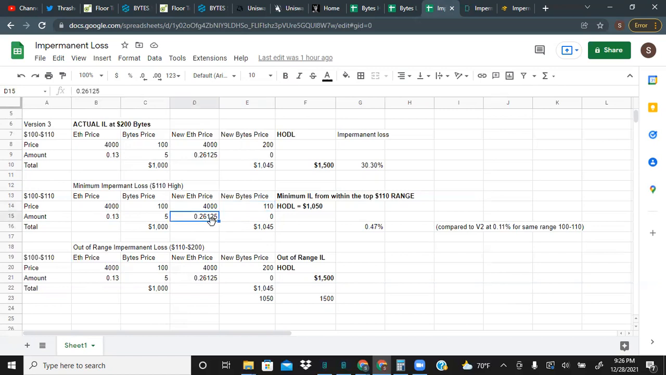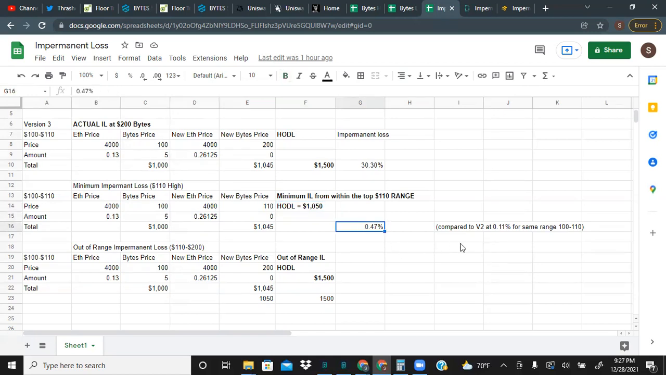And we end up getting 0.26125 Ethereum added to the liquidity pool value. And that's where we go from $1,000 to our new pool value of $1,045. Now, if we would have just held those tokens, the value would be $1,050 once we got to a $110 price of BYTE. And this is how we calculate our impermanent loss, which is 0.47%.